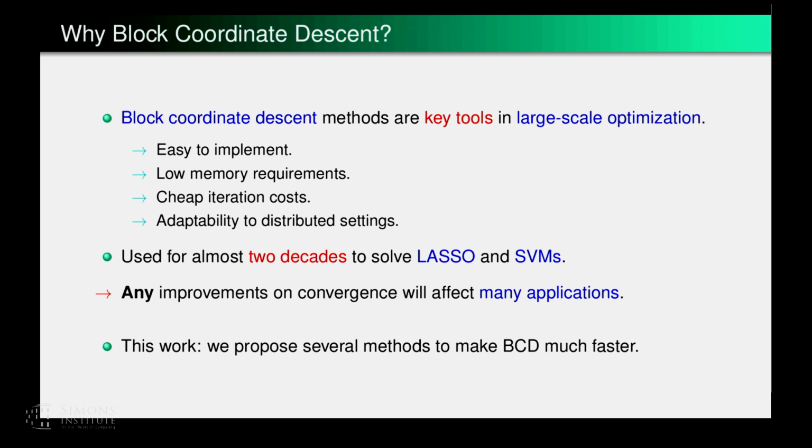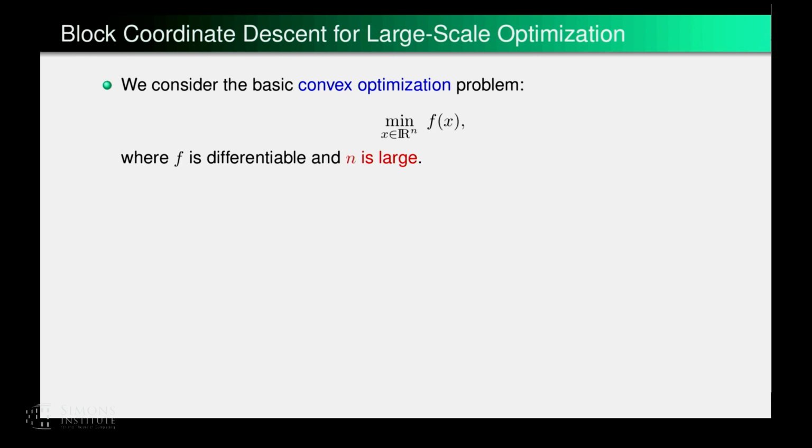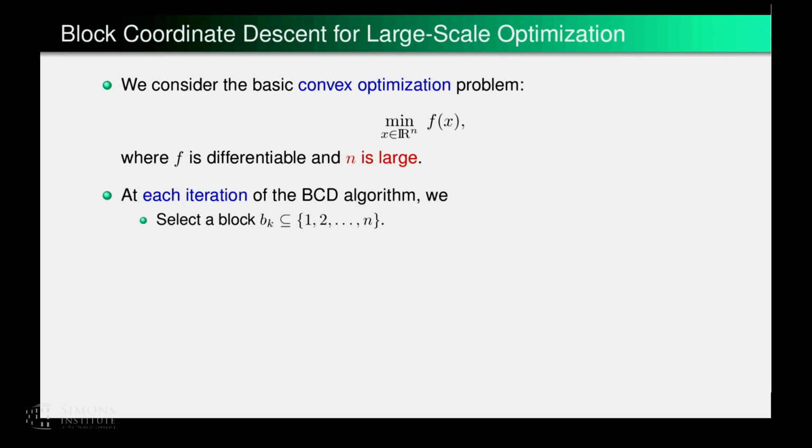So this work is basically a grab bag of different ways to try and make existing BCD methods go faster. There's no unifying theme, but hopefully you'll see one of them that's at least interesting for your problem. So my notation, we're minimizing a function f of x in R^n. We're going to say that f is differentiable and n is large for most of the talk. We'll talk a little bit about non-smooth problems near the end.